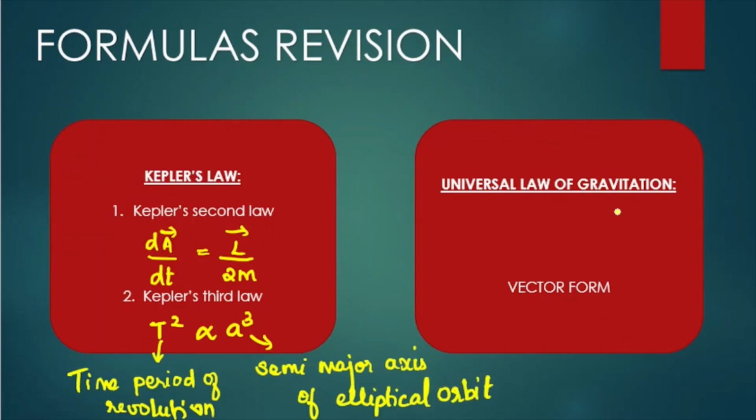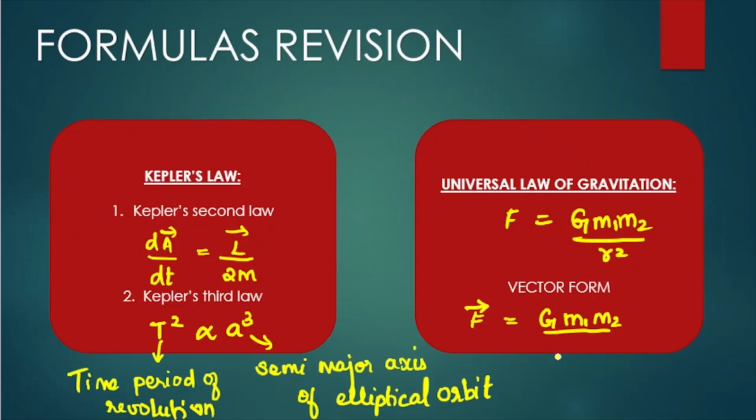Right. Now we are going to go for the next part, that is the universal law of gravitation. What is the universal law of gravitation? We learnt that F is equal to capital G m1 m2 by r square, right? Okay, very good. So next we are going to see the vector form. Your F vector is equal to G m1 m2 by r square into r cap.